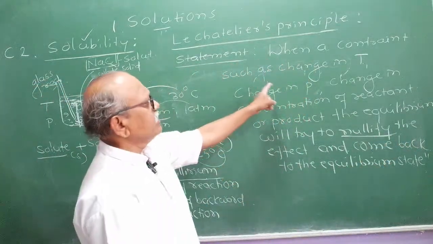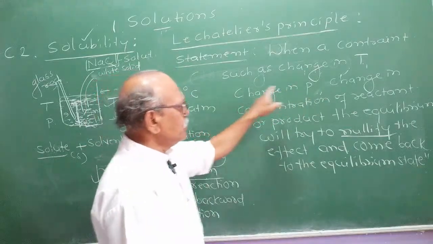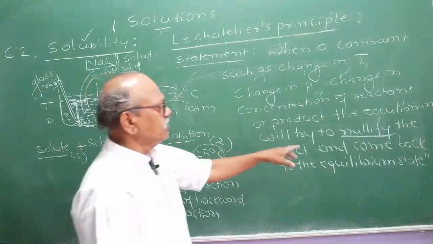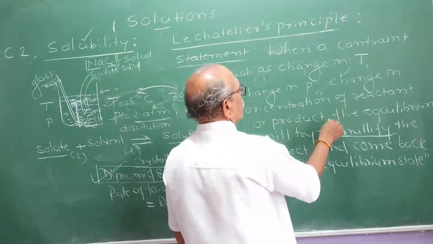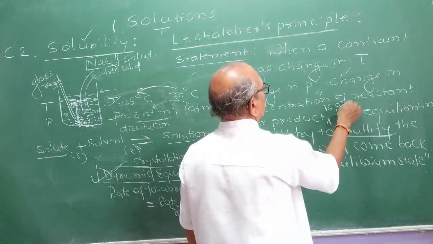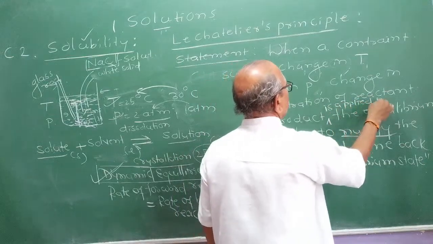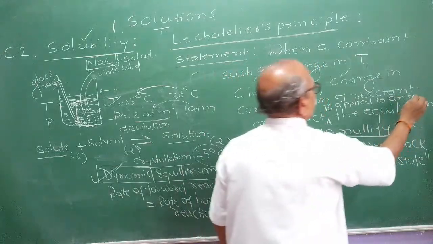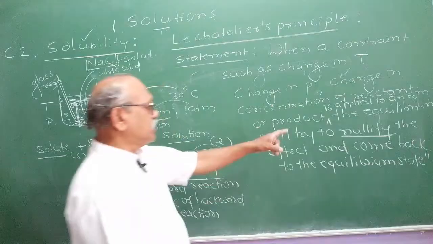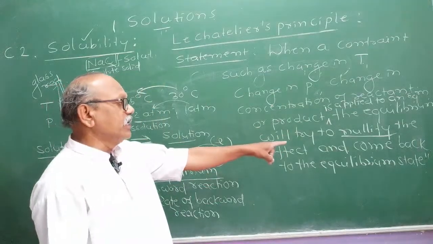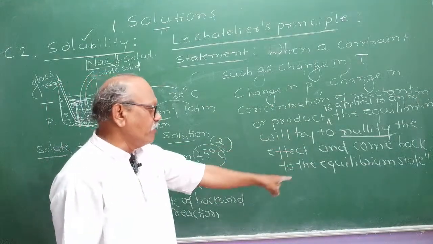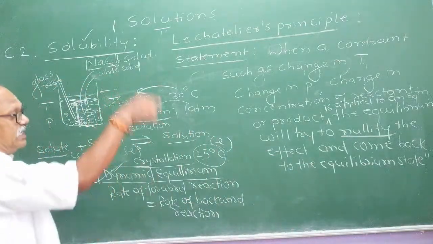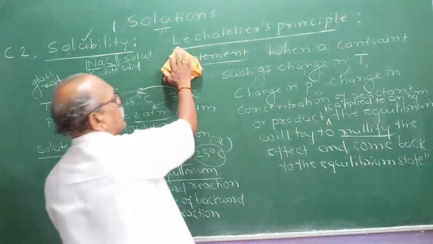When a constant such as change in temperature, change in pressure, change in concentration of reactant or product is applied to an equilibrium system, the equilibrium will try to nullify the effect and come back to the equilibrium state. This is a tendency observed by Le Chatelier, according to Le Chatelier principle.